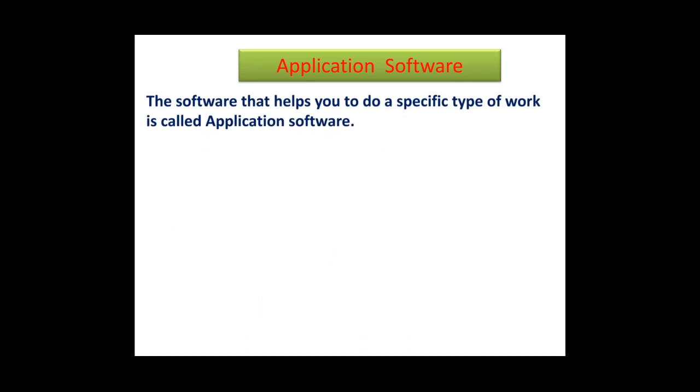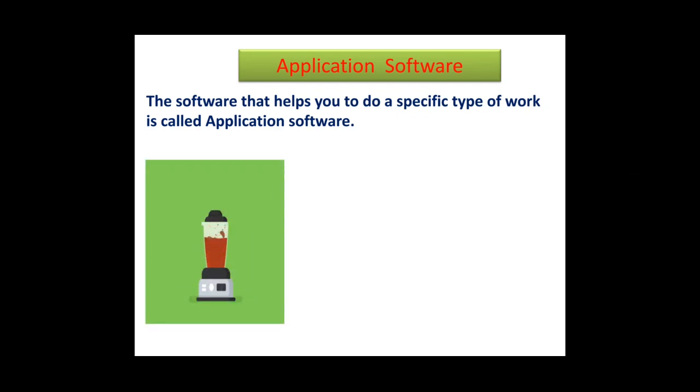Now the next is application software. What is application software? The software that helps you to do specific type of work. Now operating system is multitasking. Operating system is controlling things, opening things, doing many things. But application softwares are designed to do specific type of work.